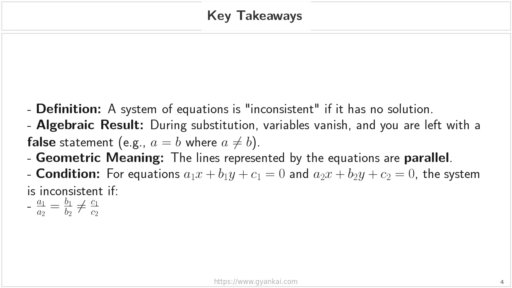Finally, for those of you who like to use a more formal test, there is a specific condition you can check using the coefficients of the equations. If you have two equations written in the form a sub 1 x plus b sub 1 y plus c sub 1 equals 0 and a sub 2 x plus b sub 2 y plus c sub 2 equals 0, the system is inconsistent if the ratio of the x coefficients is equal to the ratio of the y coefficients, but that ratio is not equal to the ratio of the constant terms. In other words, a sub 1 over a sub 2 equals b sub 1 over b sub 2, but this is not equal to c sub 1 over c sub 2.